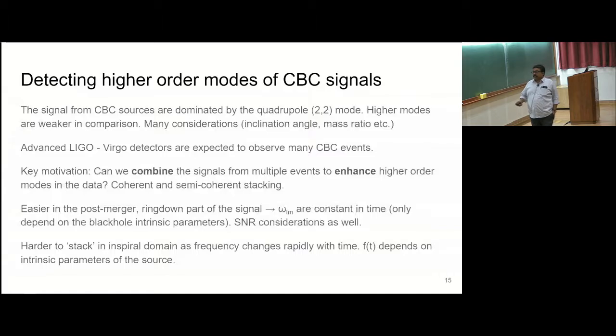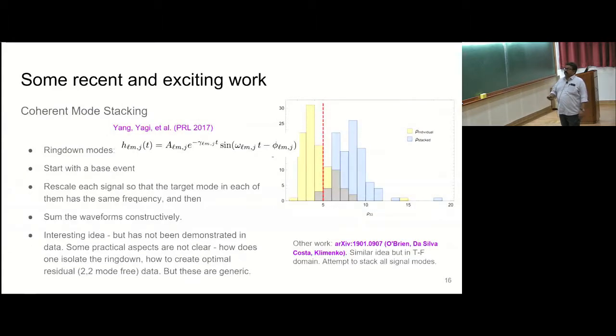But it is harder to stack these higher order modes in the inspiral domain, as the frequency rapidly changes in time. And of course, that time-dependent frequency also depends on the intrinsic parameters of the source. So here is an example highlighting some recent work by these authors, where you see all the ring-down modes are at a constant frequency. And so what you do is you start with the base event, and you rescale all the other signals so that the target mode in each of them has pretty much the same frequency. And then you sum the waveforms so that they add up constructively.